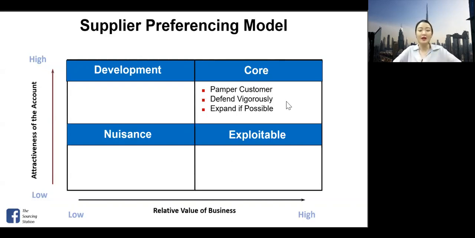Say you found out that your project value is probably the highest ever, the largest tender they would be able to participate in, and the return would be good for your supplier, then you would want to place here. Your supplier would treat you here. It's either exploitable or core. So what makes you a core customer or exploitable is definitely none other than, first thing first, your pricing, the profit margin.